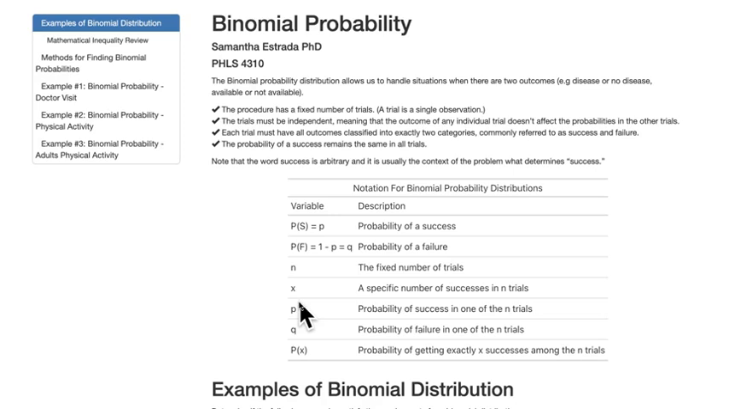One of the outcomes is going to be labeled success or failure, and that's going to be in the context of the problem as well. Maybe success is there's no disease. Maybe success is they responded true to a question. Maybe success is finding a defective widget, like this one is defective, this one is not defective.